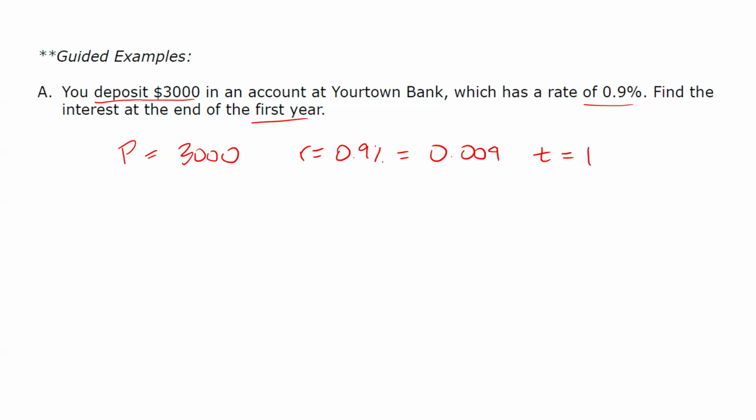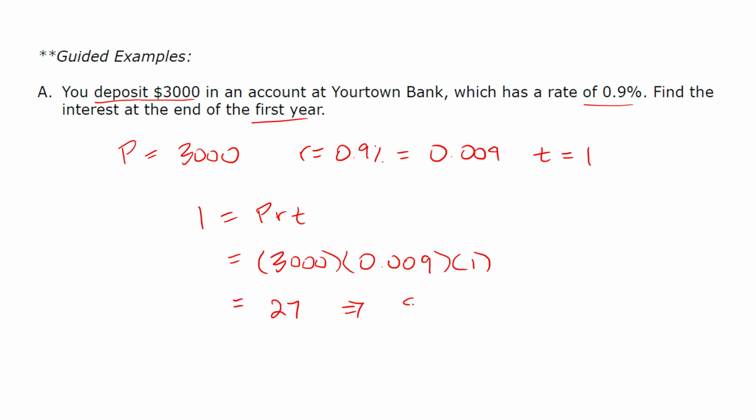So now we need to find I. So I equals P times R times T. So we'll be multiplying the 3,000 times 0.009 times 1. When we enter these values into our calculator, we will get 27. So the amount of interest at the end of the first year is $27.